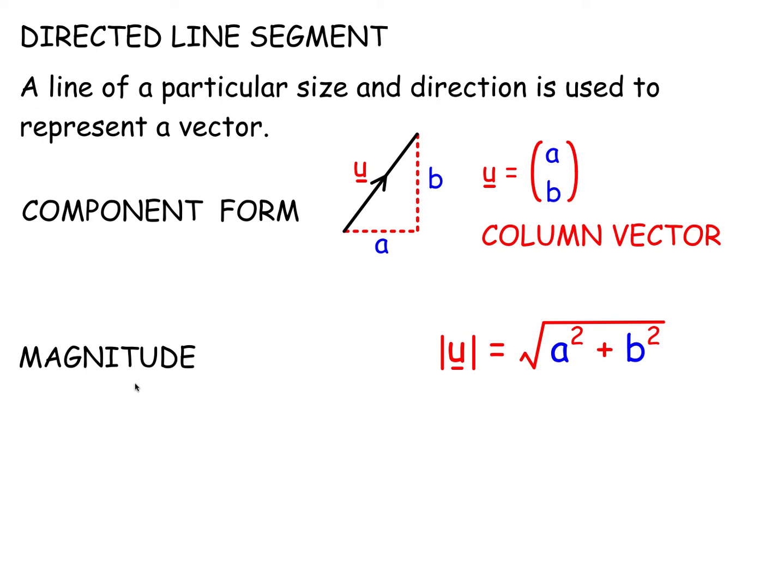And the magnitude of the vector followed from Pythagoras' theorem, that the size of the vector, how long this line is, is given by Pythagoras' theorem. So we square the components, add and take the square root to get the size of the vector. So that was in the first video.